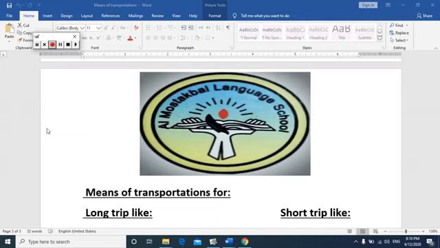Okay? Who can give me some examples of means of transportation for a short trip? Let's count from 1 to 5 before answering, as we are used to in Al Mostaqbal Language School. 1, 2, 3, 4, 5. Yes, Ali. Excellent, Ali. Means of transportation for a short trip like car, boat, bicycle, carriage, taxi, and bus. Okay?